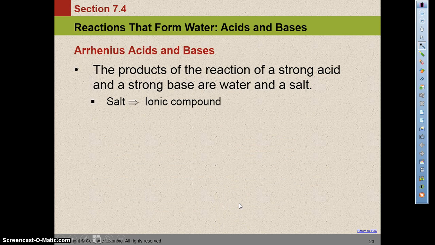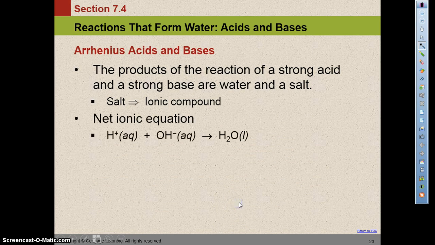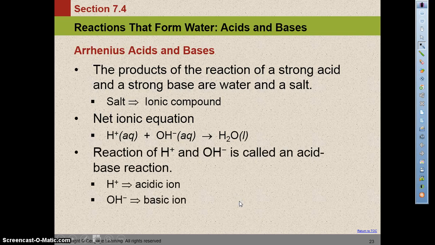The products of the reaction of a strong acid and a strong base are always water and a salt. And that means that there's always a net ionic equation that's the same for all acid-base reactions. A reaction of H plus and OH minus is called an acid-base reaction, where the H plus is our acidic ion and our OH minus is our basic ion. Let's take a look at how we come up with a net ionic reaction that looks like this one.